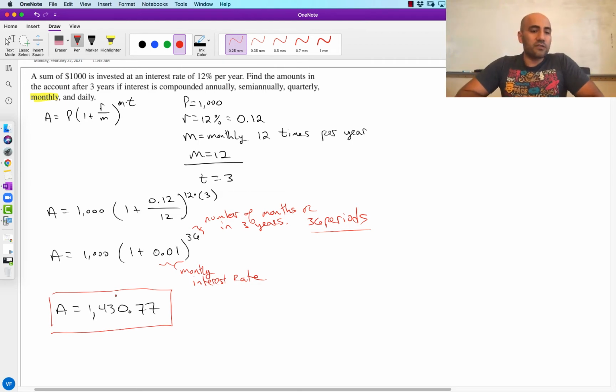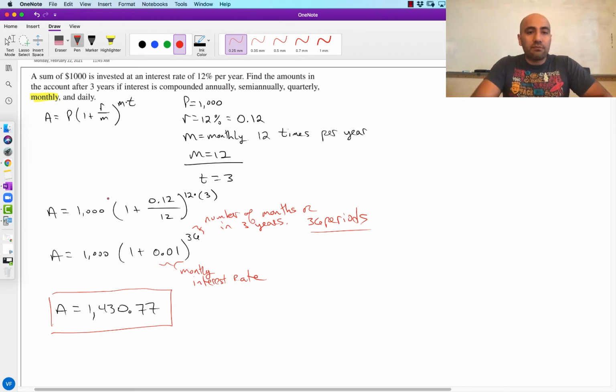Okay, so $1,000 invested at a 12% interest rate per year for a period of 3 years, compounded monthly, will mean that at the end of the 3 years, we will have a balance of $1,430.77. In other words, $430.77 is the total amount of interest earned in that 3-year period, right? That's a little bit more than 43%. There's a 43% increase in that 3-year period.